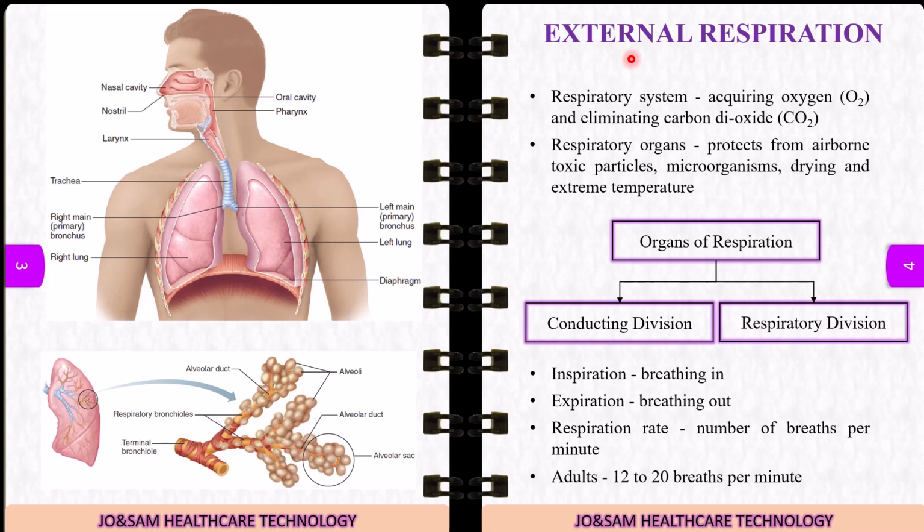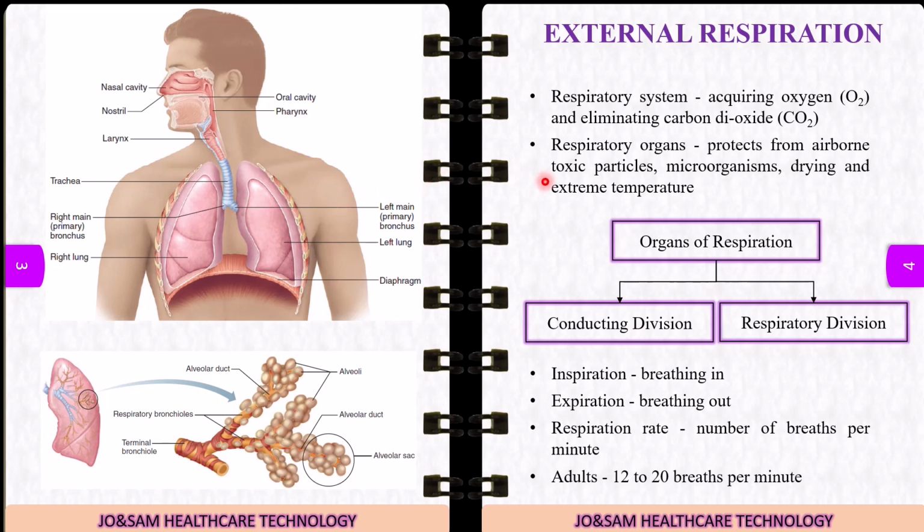Next is external respiration. When we speak about lung function, we have to concentrate on external respiration, right? So what is external respiration? As we saw earlier, it is the gas exchange occurring in the lungs. In order to respire, the organs of the respiratory system work together. That is, they acquire the oxygen and eliminate the carbon dioxide. The respiratory organs are the nostril, nasal cavity, pharynx, larynx, trachea, bronchus, bronchioles, and alveoli.